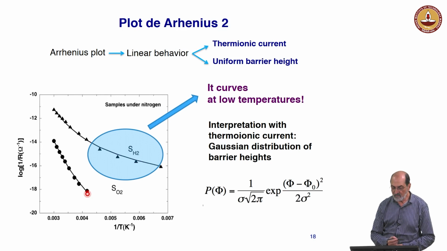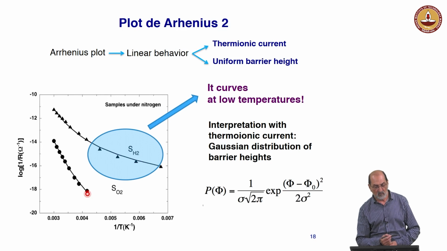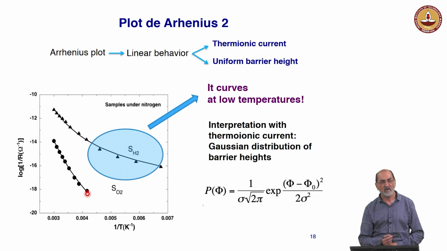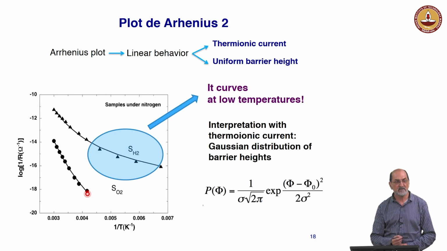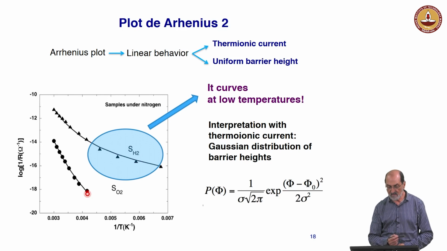Well, how do people understand what's going on here? Many papers in the literature explain this. And how do they explain this? They explain this by saying that the barrier height is not uniform. Okay, so if the barrier height is not uniform, why is that happening?